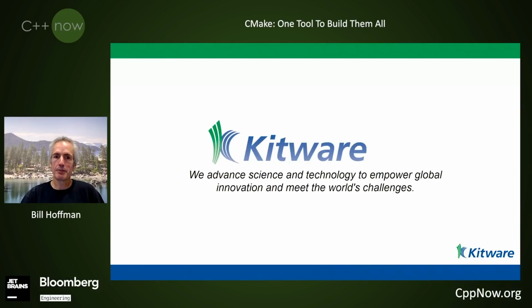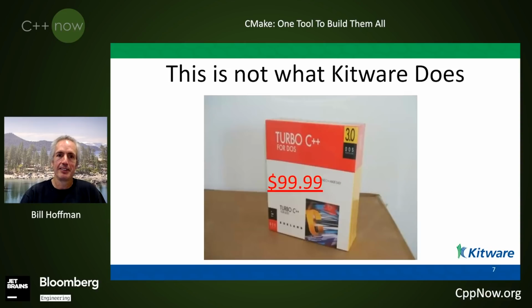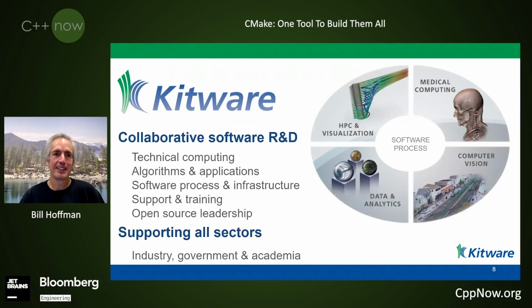So Kitware, we advance science and technology to empower global innovation and meet the world's challenges. This is not what Kitware does. We don't sell software. We never did, and we never really will. So what is Kitware? It's a collaborative software R&D company that does technical computing. We create algorithms and applications, software process and infrastructure, support and training, and open source leadership.